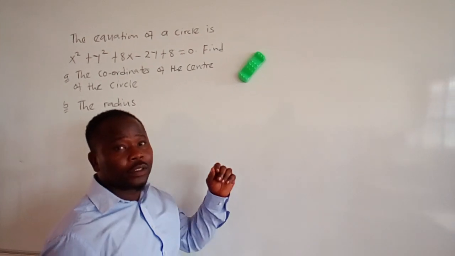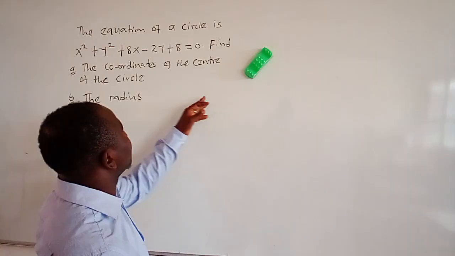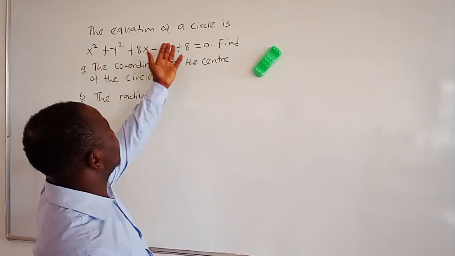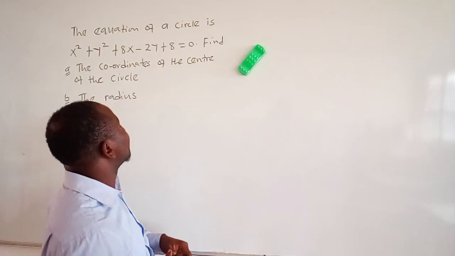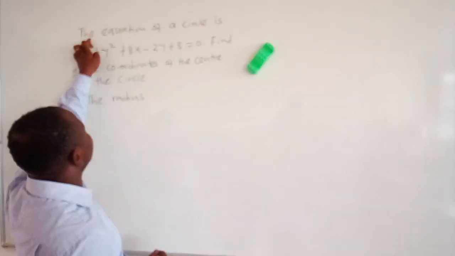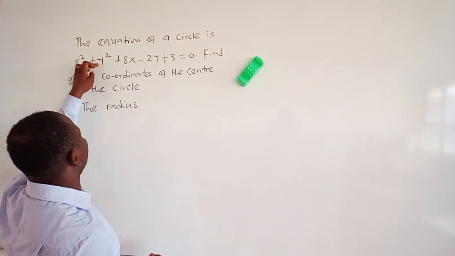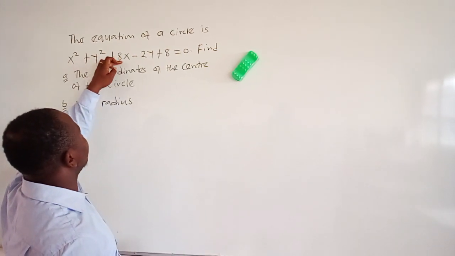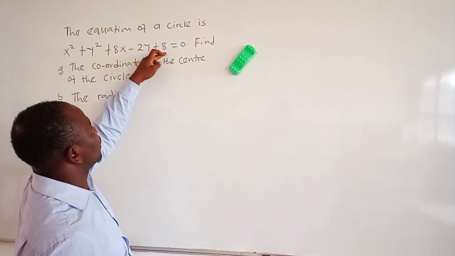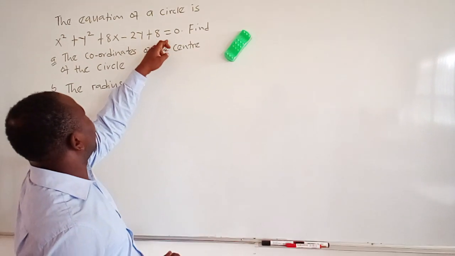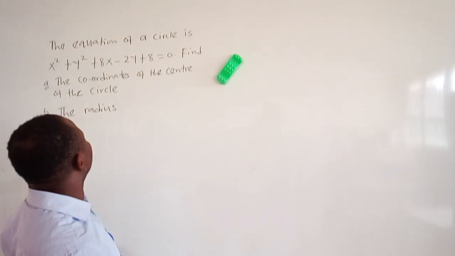Okay, today we are going to look at this problem. It says the equation of a circle is x squared plus y squared plus 8x minus 2y plus 8 equals 0.